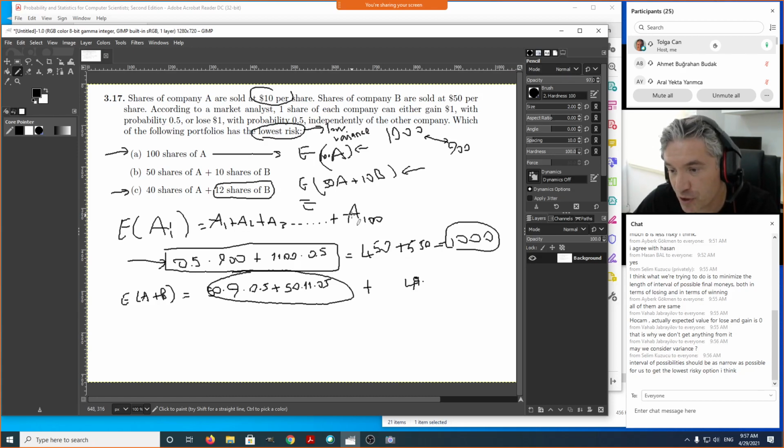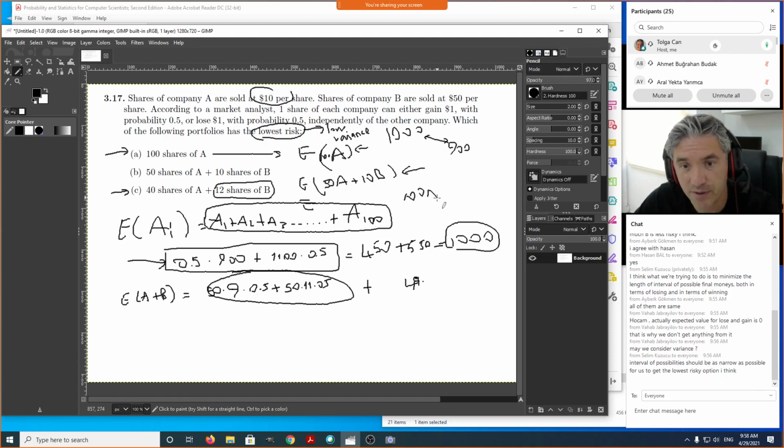Yes, intervals of possibilities should be as narrow as possible for us. So Selim is saying exactly the same thing. So we should just compute the variance here. And in order to compute the variance, we need to compute the expected values of the squares of these things. For example, we can also compute each of them as independent variables like this. If we have 100 values like this, the variance is going to be 100 times the variance of AI. In order to find this, we need to find the expected value of the squares of these things.